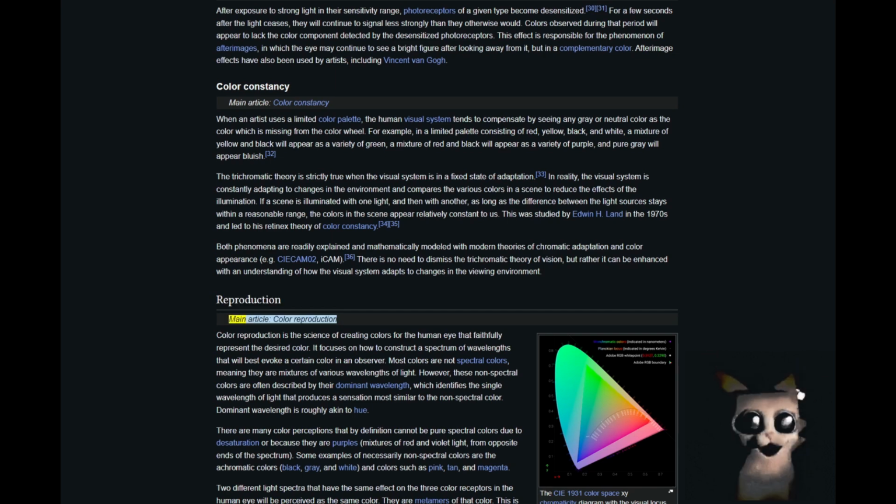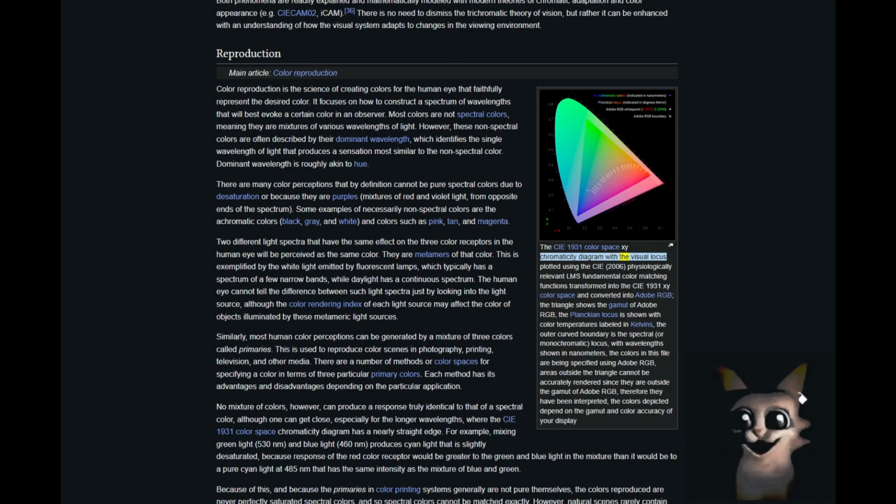Reproduction. Main article: Color reproduction. The CIE 1931 color space xy chromaticity diagram with the visual locus plotted using the CIE 2006 physiologically relevant LMS fundamental color matching functions transformed into the CIE 1931 xy color space and converted into Adobe RGB. The triangle shows the gamut of Adobe RGB. The Planckian locus is shown with color temperatures labeled in kelvins. The outer curved boundary is the spectral, or monochromatic, locus, with wavelengths shown in nanometers.